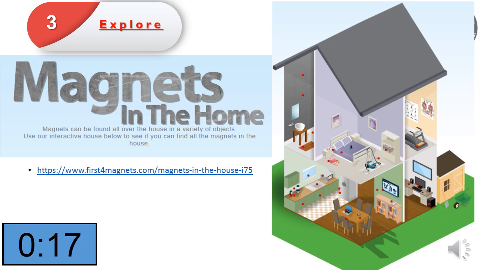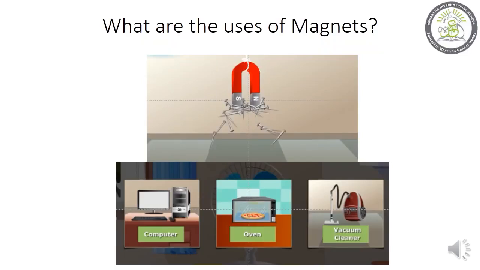In the fridge, of course, you know that it can hold it or close the fridge. And there are some machines like a mixer, food processor, and these things. Okay, let's see next. What are the uses of magnets? In our real life we have lots of uses for magnets. What are they? Let's listen to this video.